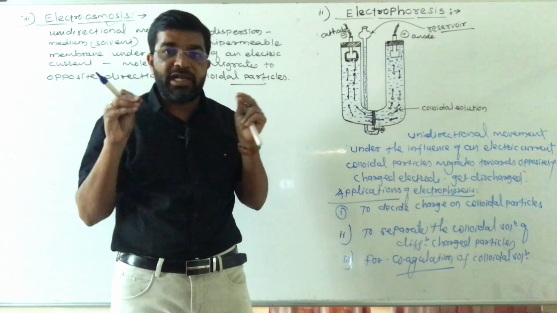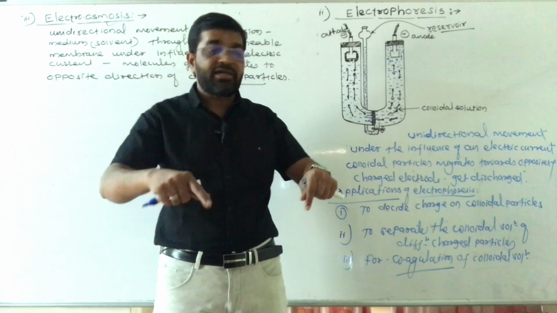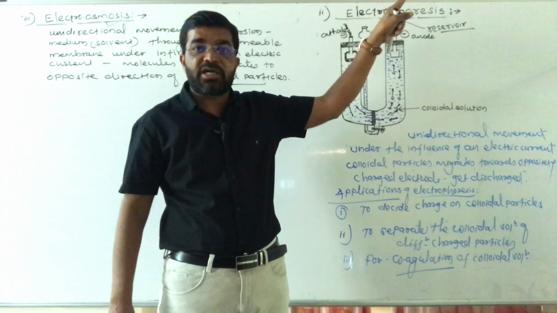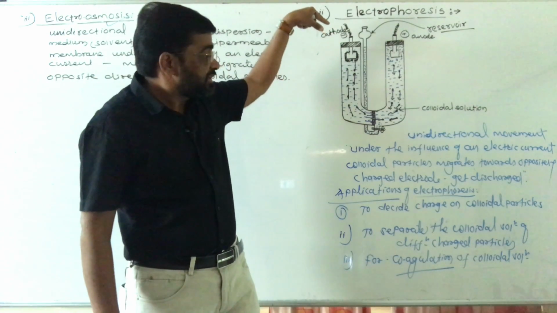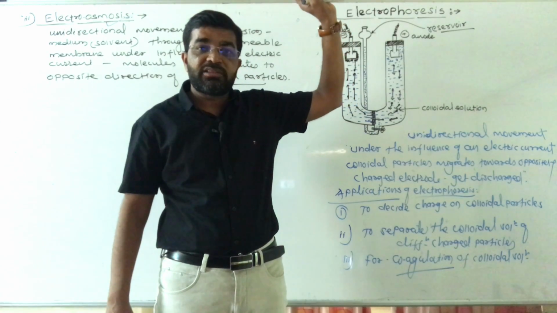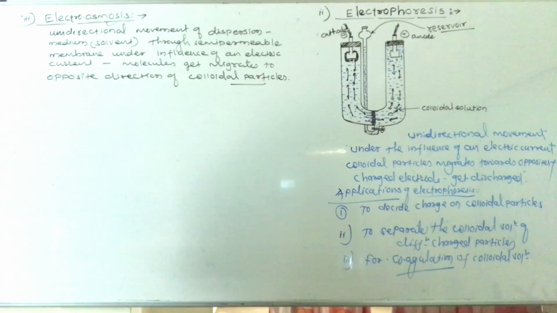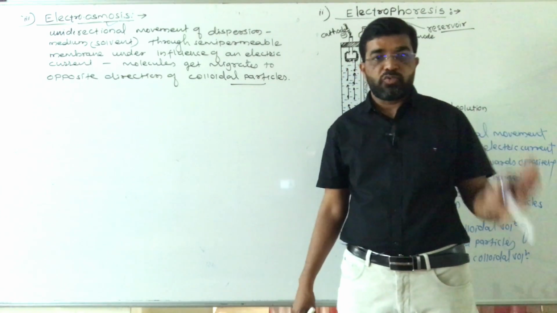So don't forget, for electroosmosis we have to place a semi-permeable membrane and apply the electric current. Through that semi-permeable membrane, solvent molecules migrate towards the electrode oppositely charged to that of the colloidal particles, in the opposite direction to the colloidal particles' migration, and that process is called the electroosmosis process. These are nothing but the electrical properties of the colloidal solutions.